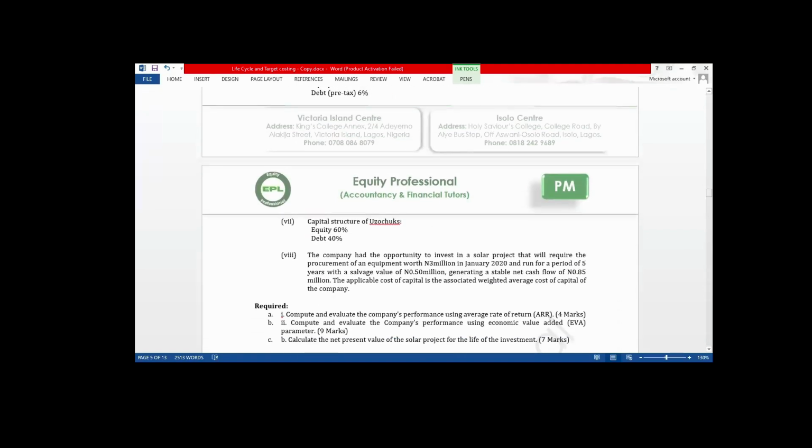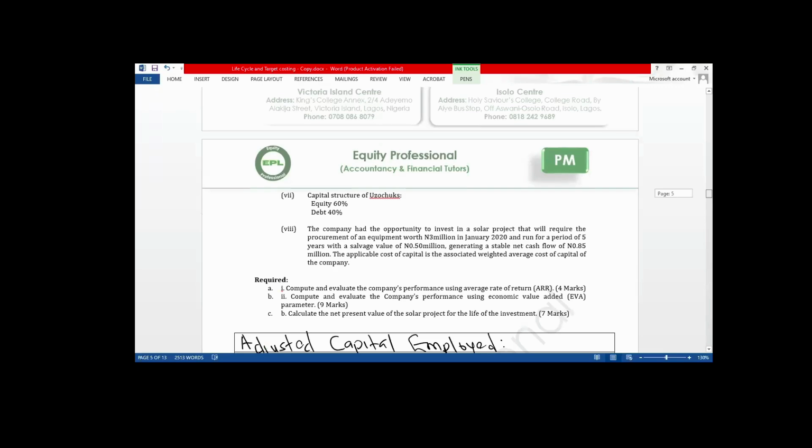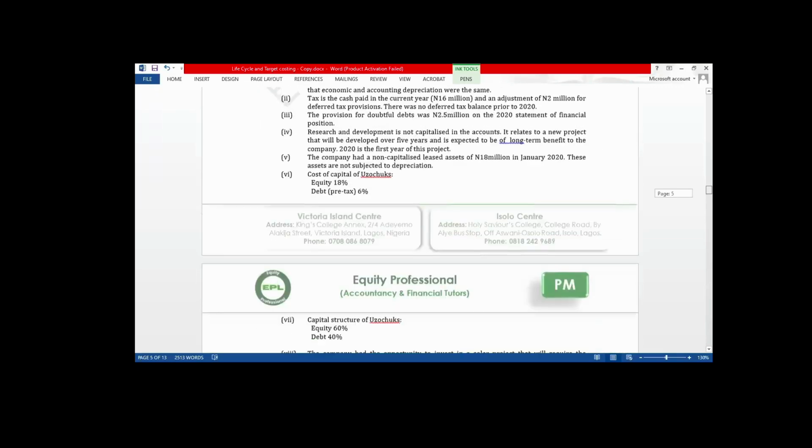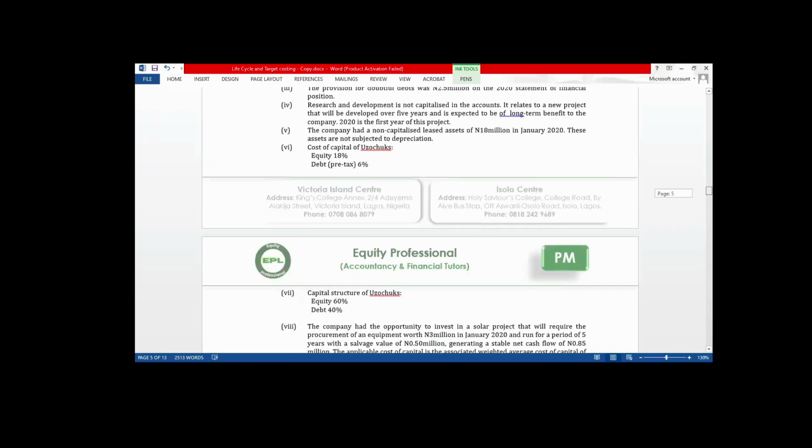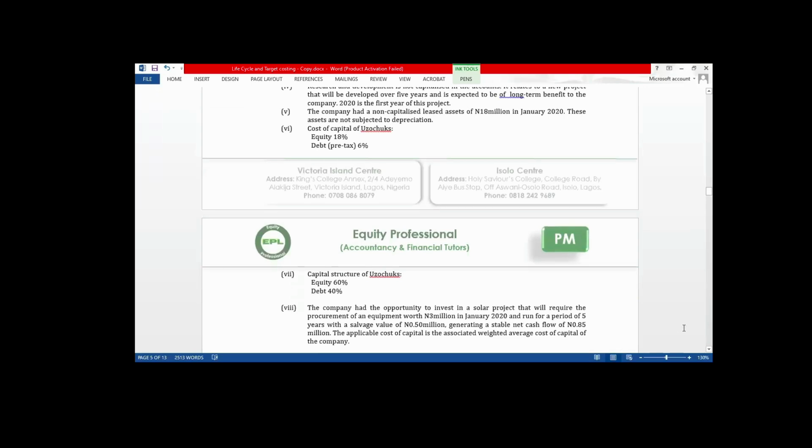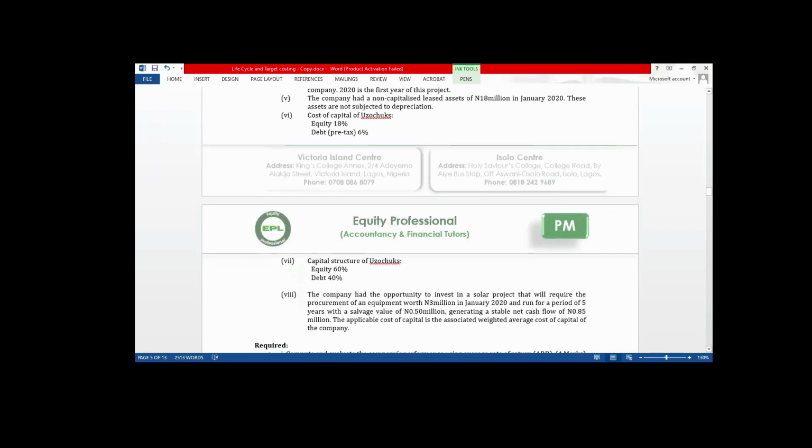Examiner says, calculate the net present value of the solar project for the life of an investment, 7 marks. Let's look at the solar projects. Look at the last note, please. Note number 7 or note number 8.